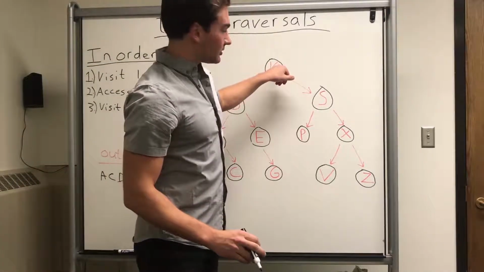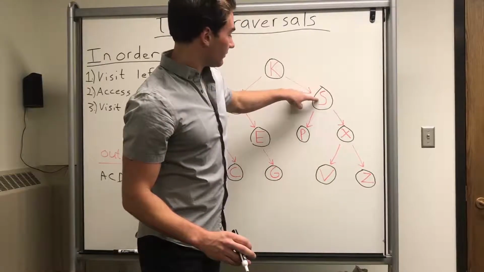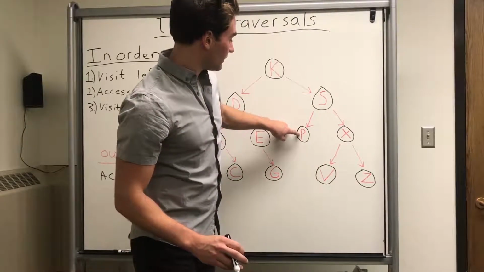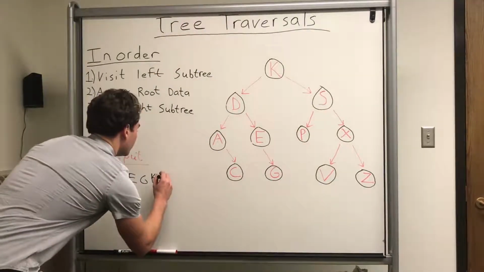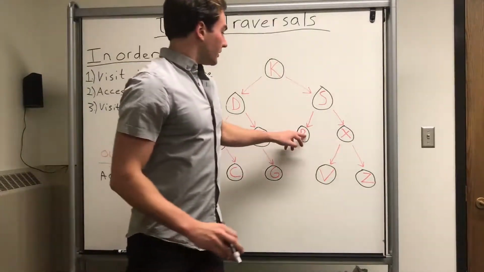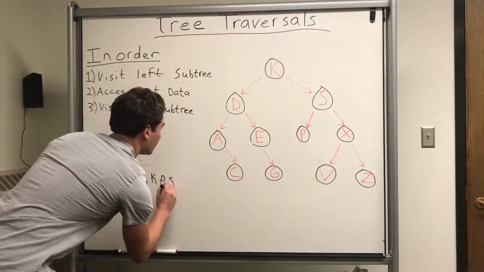Now we go visit the right subtree. So now we're on this subtree right here, and we need to visit the left first. So we go to the left, great. Now we go visit the left, null. Now we can finally print the root, P. Null, up here. Now we can print S.